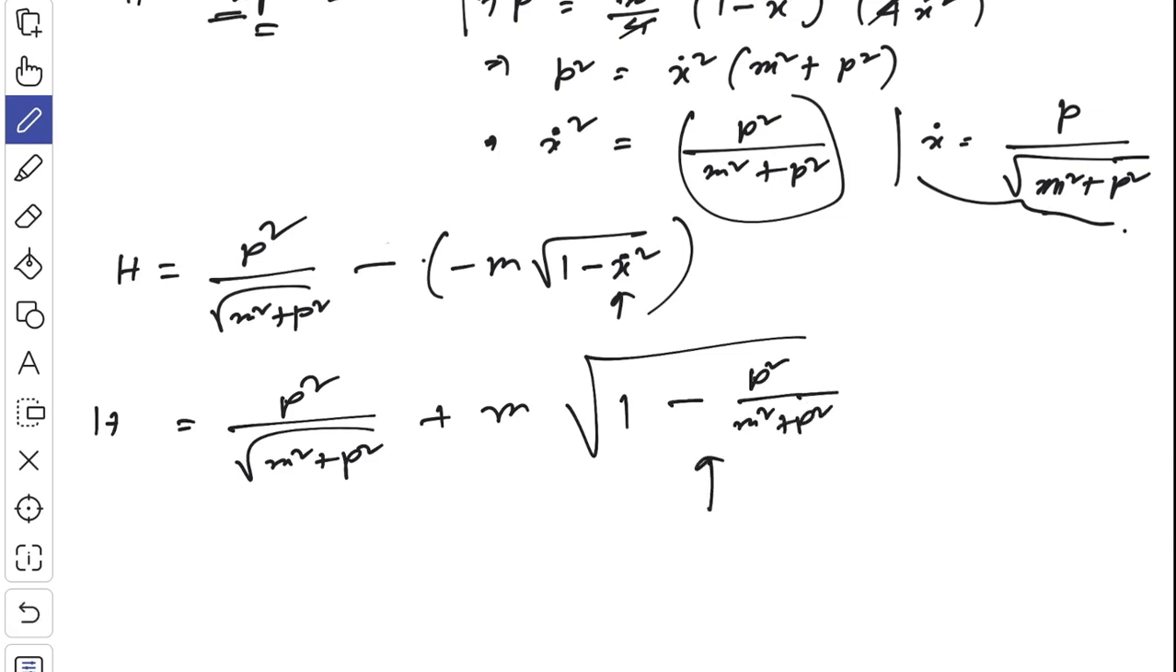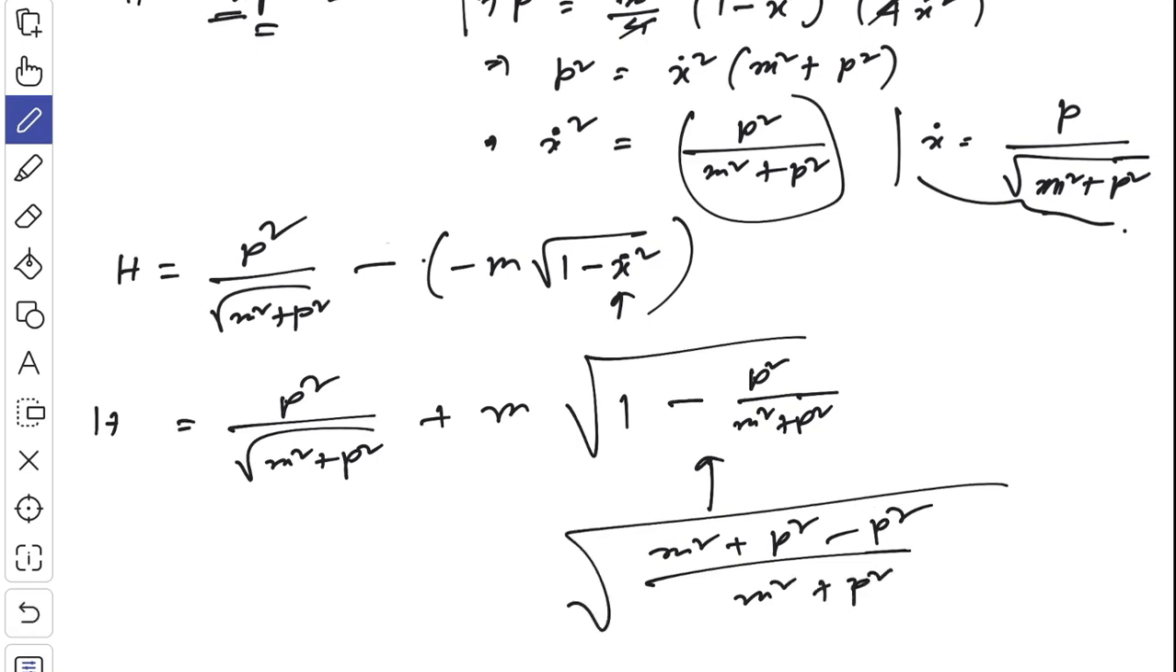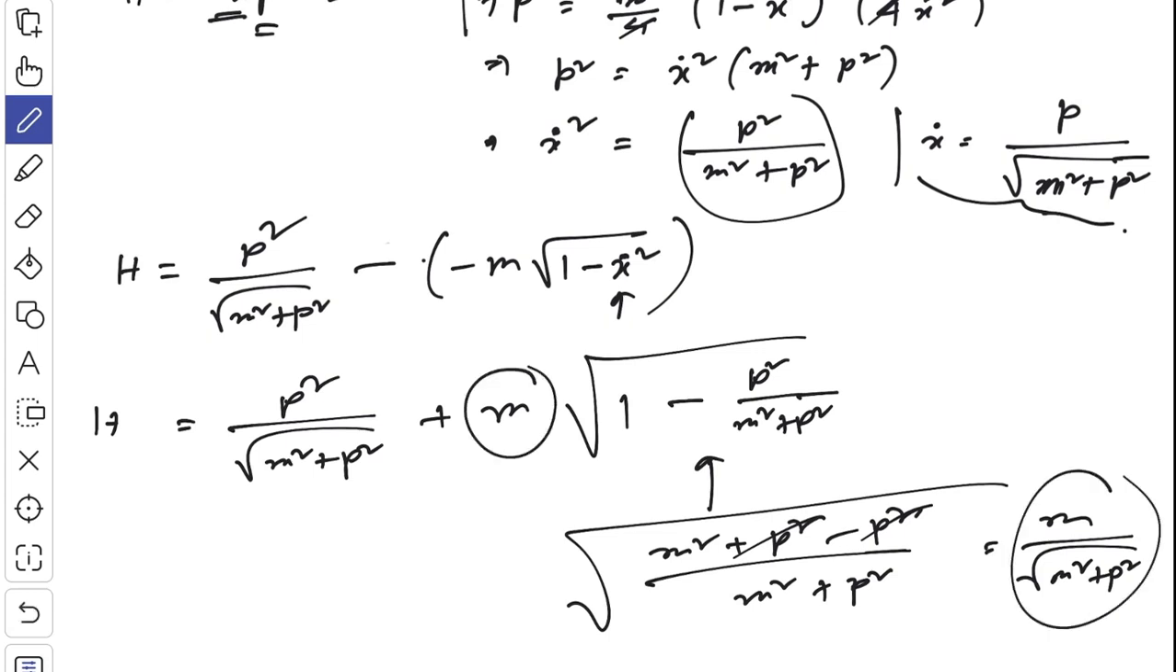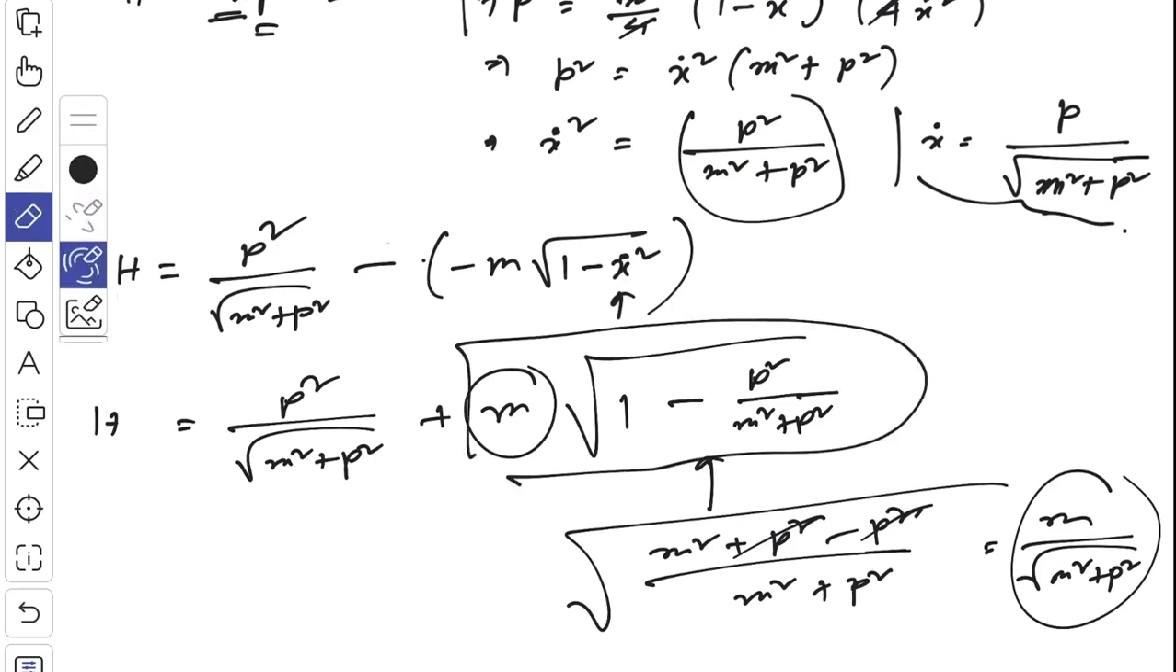And if you simplify this term, then it gives m square plus p square minus p square by m square plus p square, all under root. Here p square will be cancelled. Finally you have m square by m square plus p square under root. So then this can be written as m by root over m square plus p square, isn't it? Then there is also m. If you multiply this one with this, then what will you get?